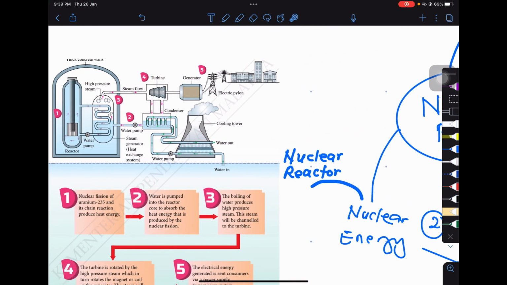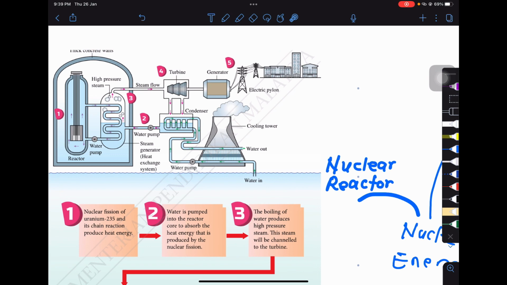First, you need to know the structure. So we have number one, then the process, from one, then go to 2, 3. What happened at 3, and then 4, and the fifth one. You need to know this one, the reactor. What do we have here?